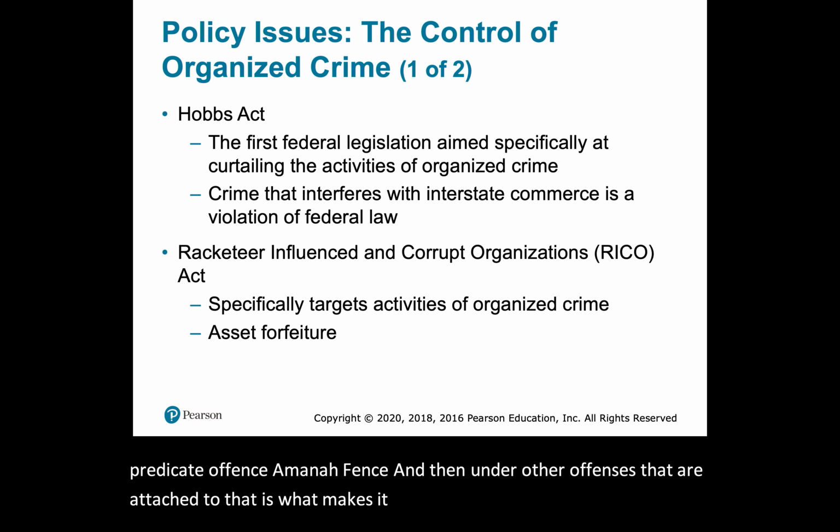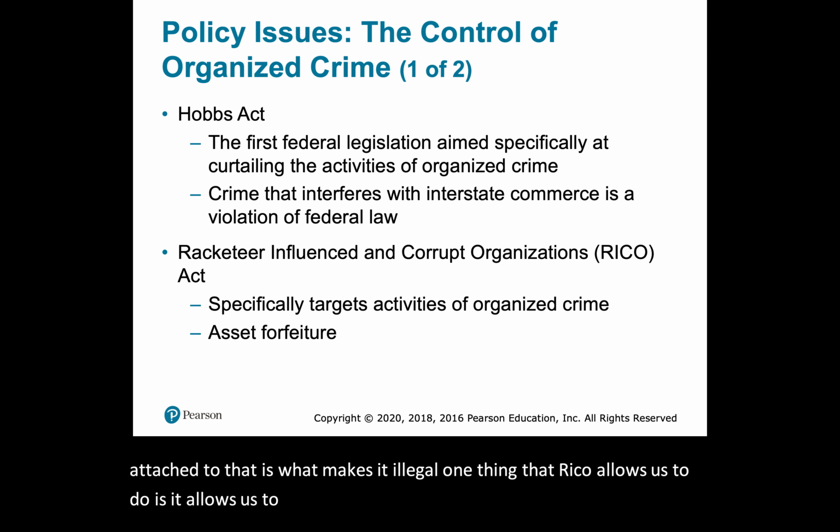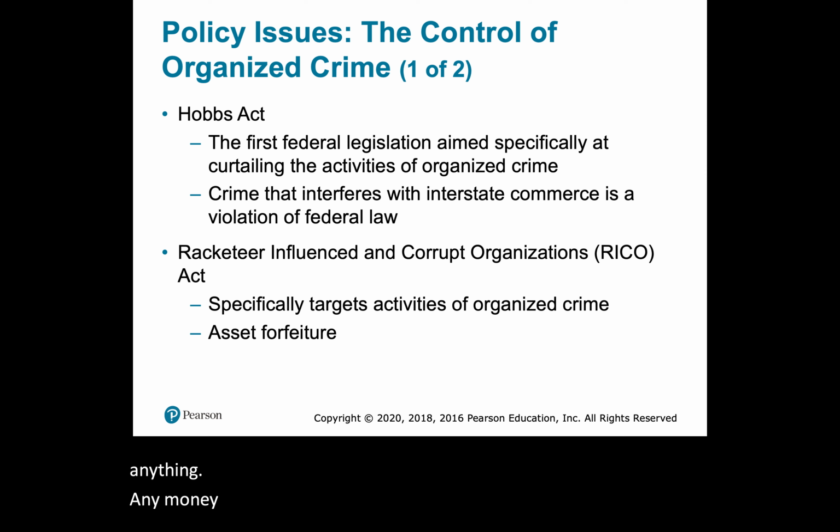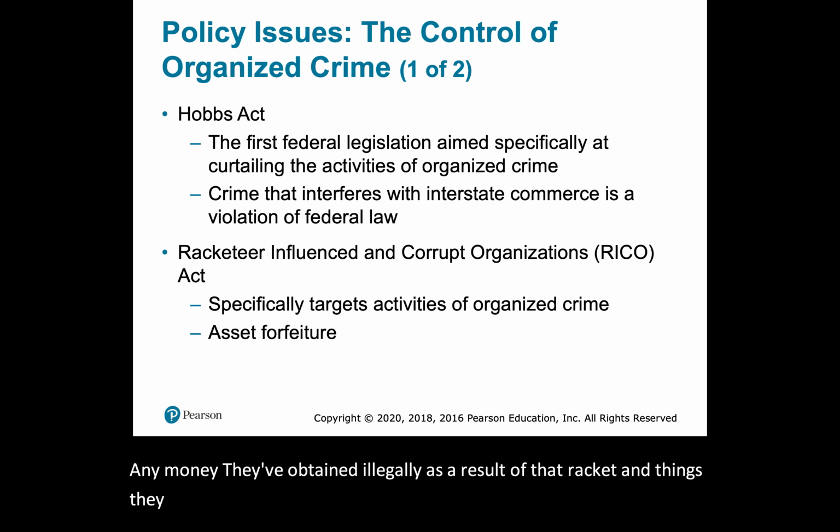One thing that RICO allows us to do is it allows us to engage in what's called asset forfeiture. So when you can prove that somebody has violated RICO, you can then go after any money they've obtained illegally as a result of that racket, and things they've spent that money on. So houses, boats, things like that.